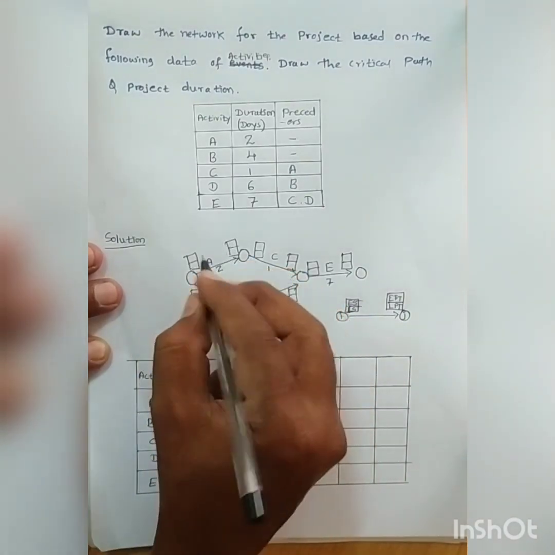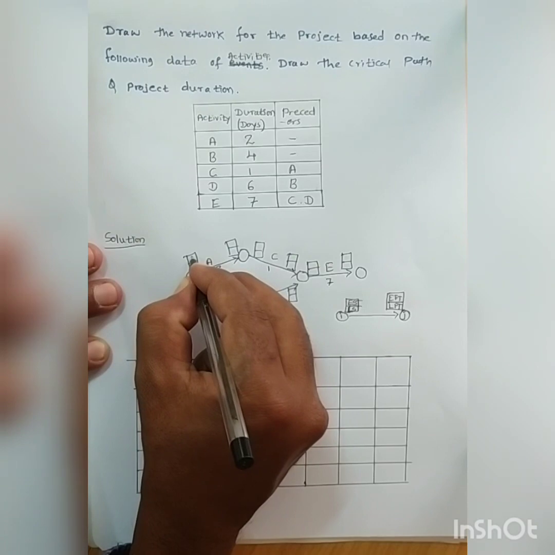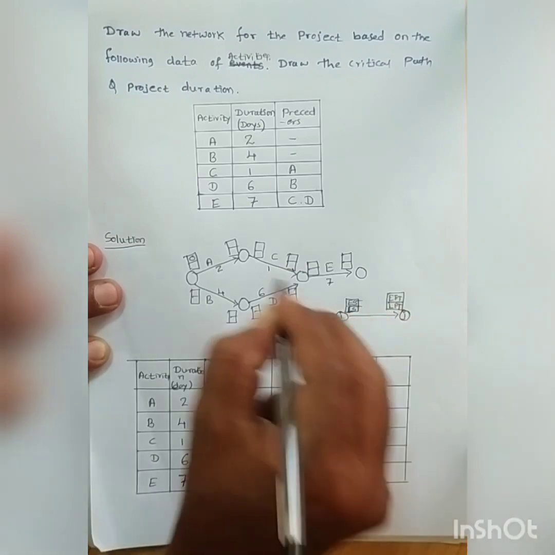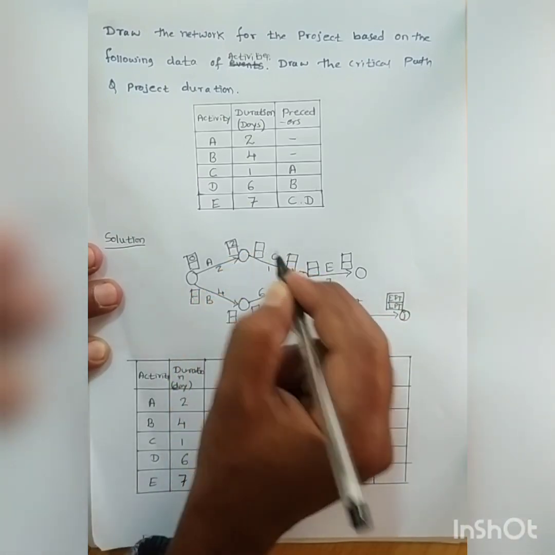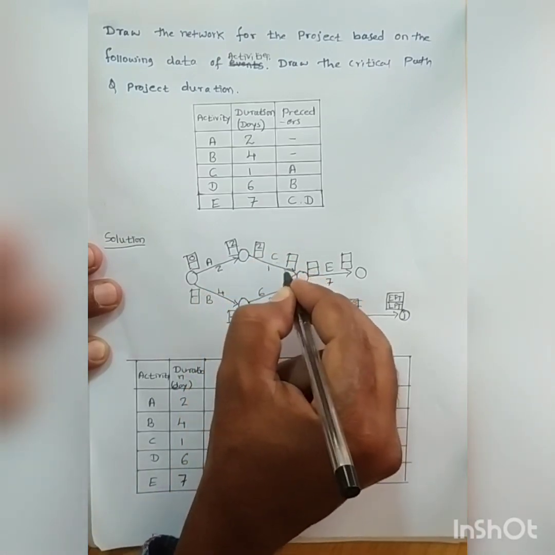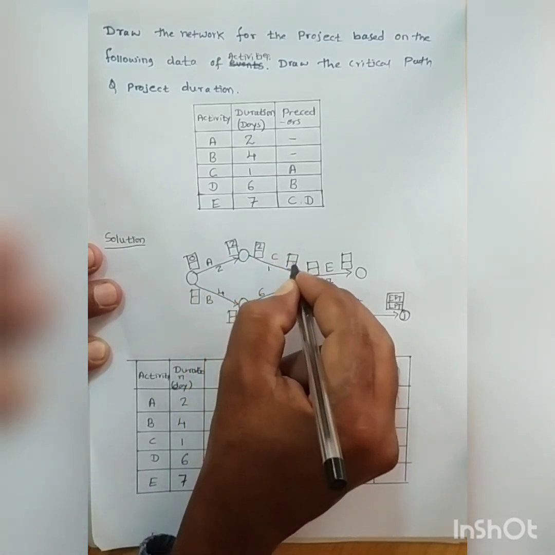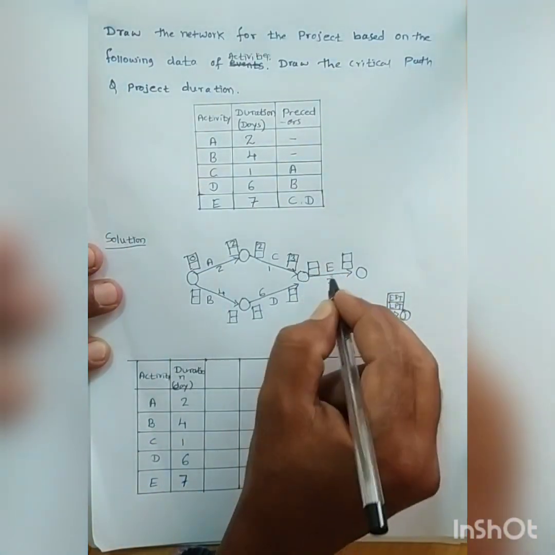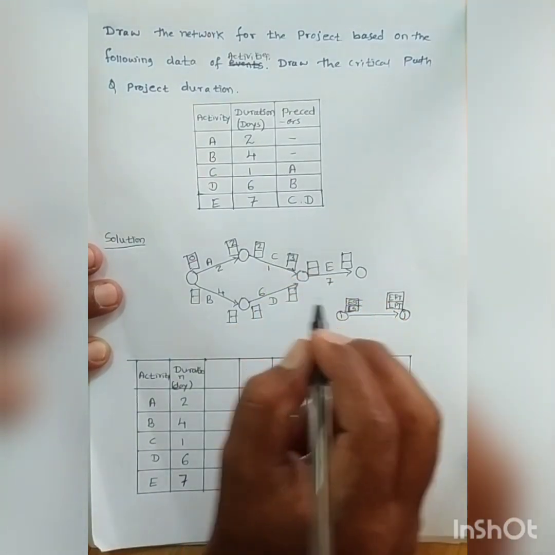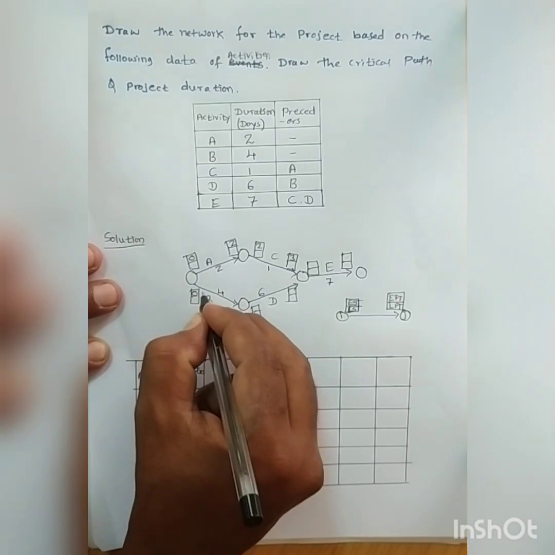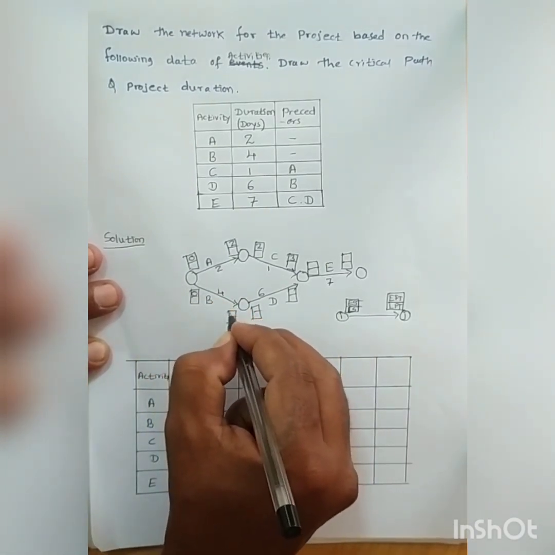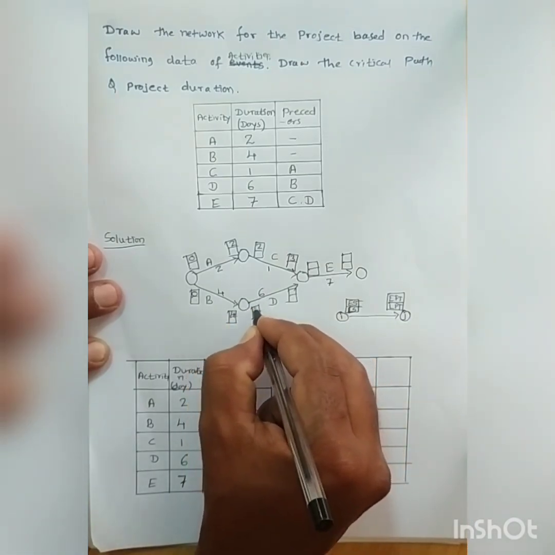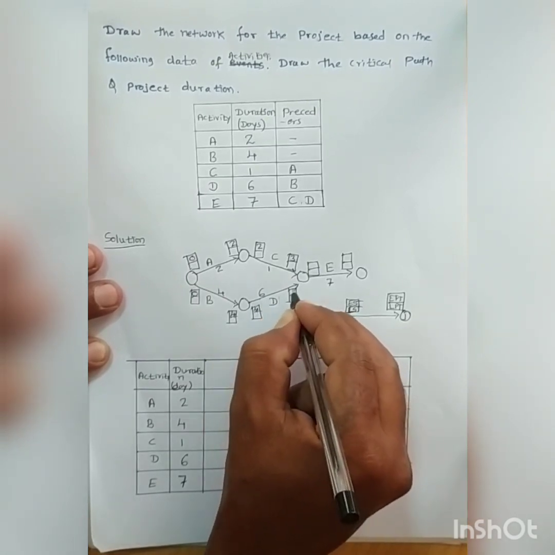The earliest start time of activity A is 0, and the earliest finish time is 2 days. For activity C the start time is 2 and the finish time is 2 plus 1, which is 3. I cannot go forward yet because activity E also depends on C and D. Activity B has early start time 0 and finish time 4. The start time of activity D is 4, and the finish time is 4 plus 6, 10.